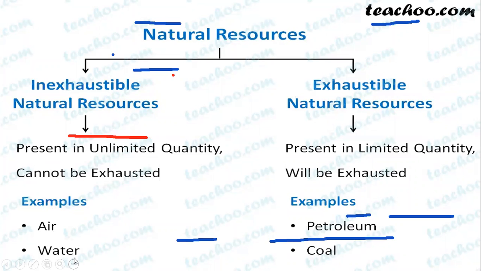Air cannot be finished, however much you use. Air will never be finished. Usually, we are thinking like that. Like that, the water which is in the ocean, though it is not fresh water, is an inexhaustible natural resource because it will be unlimited for us. The quantity is unlimited. That is why they are called inexhaustible. Hopefully, you understand about this inexhaustible natural resource. It is present in unlimited quantity and it cannot be exhausted. It cannot be finished.